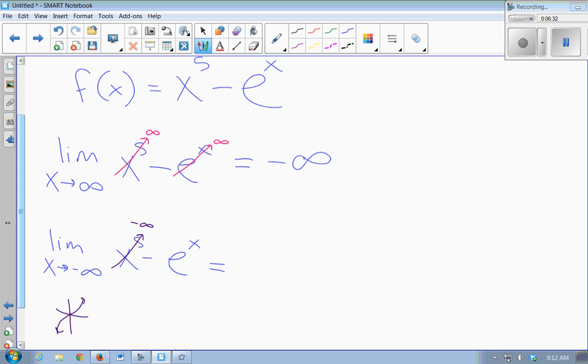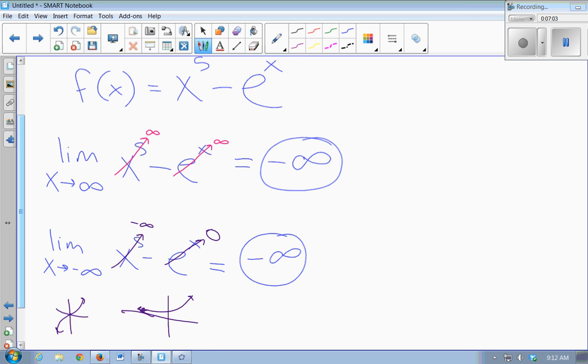Very small. Yeah, think about the graph of e to the x. It looks like this. As x goes to negative infinity, the y values of e to the x are getting really small, or really close to 0. So this thing is going to 0. So negative infinity minus 0 is negative infinity. So its end behavior in both directions is negative infinity.